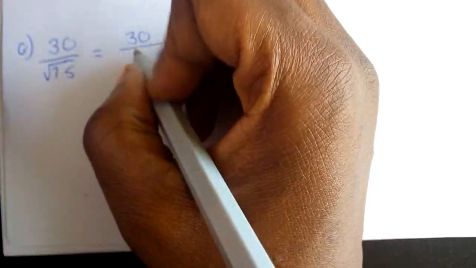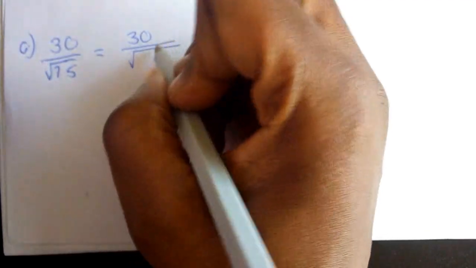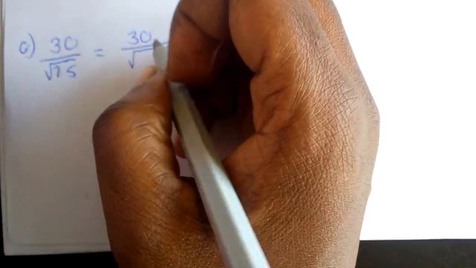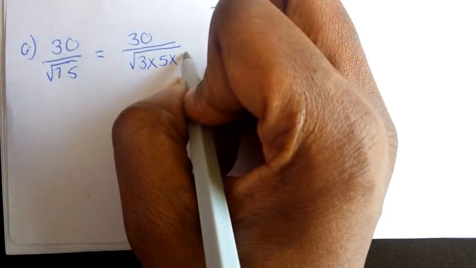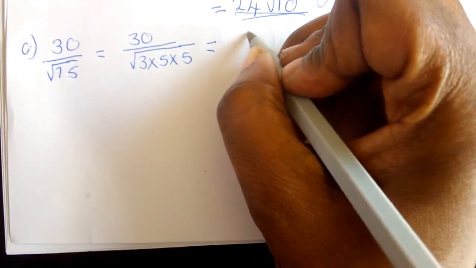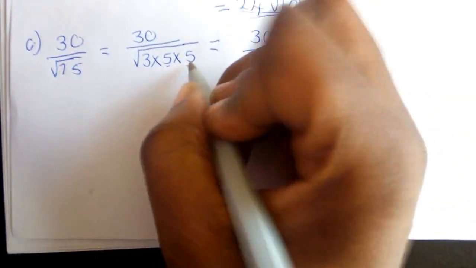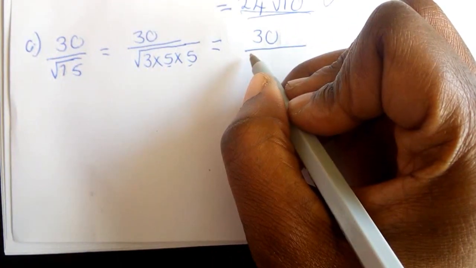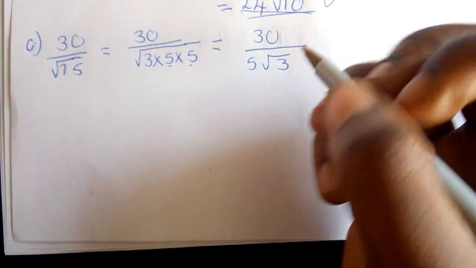For number 6, the question was 30 divided by root 75. First, we have to write root 75 as a product of its prime factors. It is 3 times 5 times 5, which is equal to 30 divided by these 5's. If we put it outside, it becomes 5 root 3.